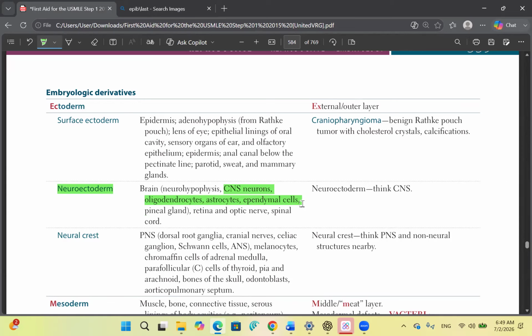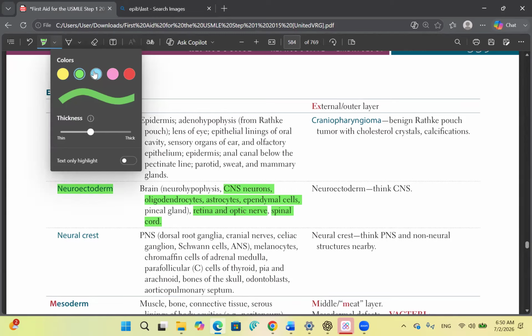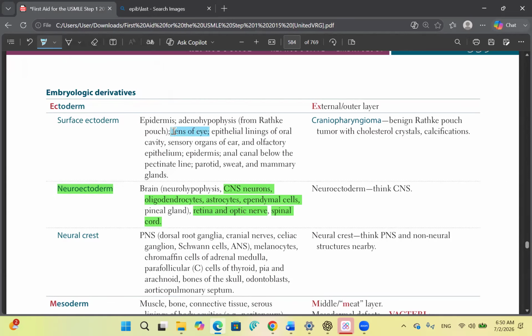These are the types of cells of the CNS, and the pineal gland, the gland of the brain. Then there's the retina and optic nerve, which are also extensions of the CNS, and the spinal cord, which is also part of the CNS. So neuroectoderm is linked with the CNS. And then we have surface ectoderm, which has epidermis and adenohypophysis from Rathke's pouch. There's an interesting differential here: the retina of the eye is formed by neuroectoderm, and the lens of the eye is formed by surface ectoderm.